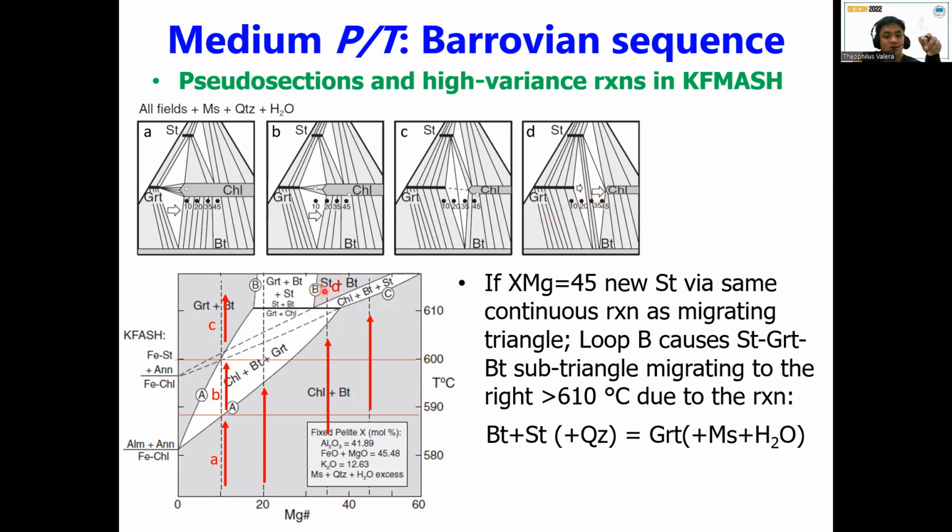If bulk X is 45, new staurolite via the same continuous loop. Anyway, the point is the C loop. Diba? It will not have garnet in the first place.